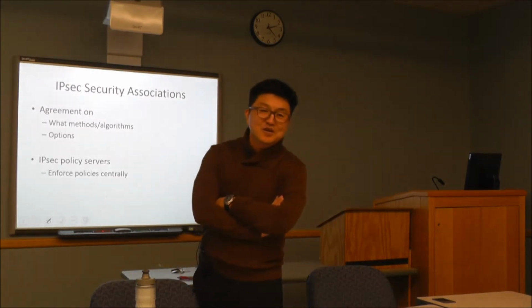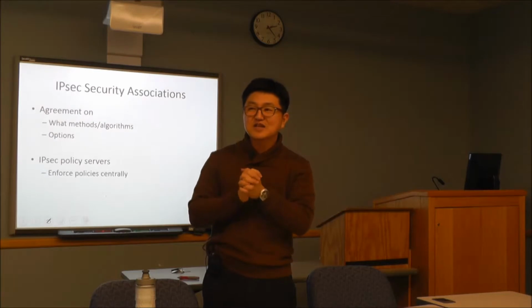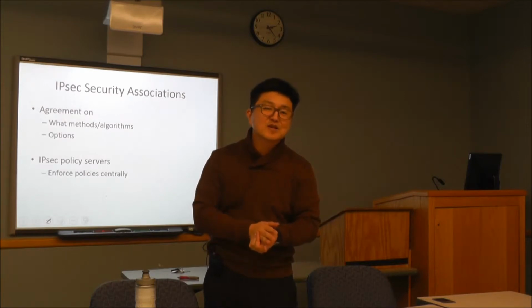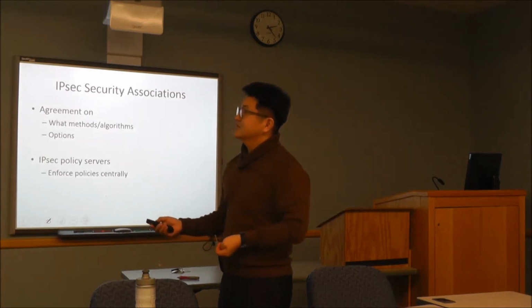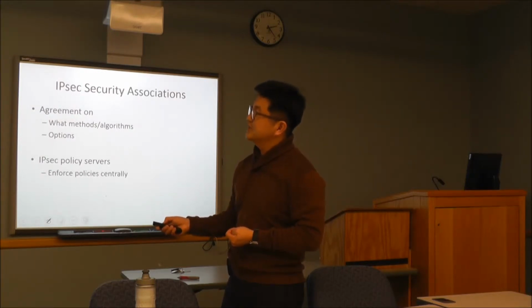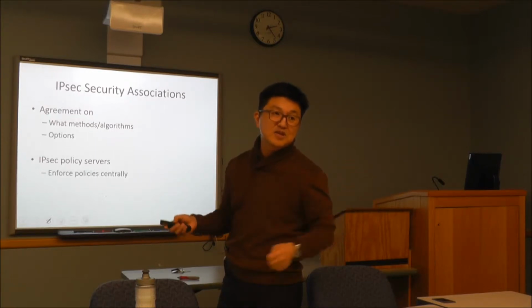Okay, so security associations here means what? In order for you to be able to do any encryption involving two parties, they have to agree on certain things, like what protocols you're using, what algorithms you're using, what options of the algorithms you're using, and so on, right? So that's what security associations do, okay? So you have to agree on what methods and algorithms you're using for encryption, and what options. One of these options could be something as simple as the size of the key, for example, right? What size of the key are we using?